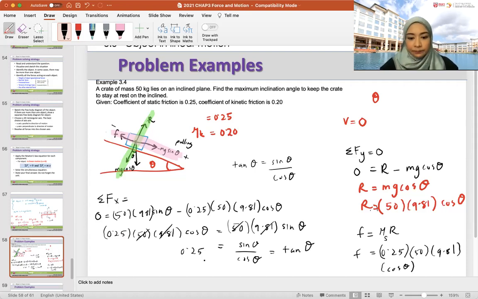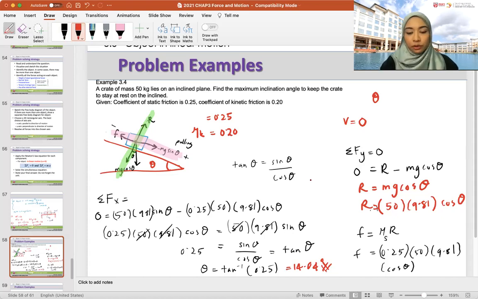So inverse tangent of 0.25 will give me theta. Okay. So you get 14 degrees, 14.04. So theta is 14.04. Harapnya betul.